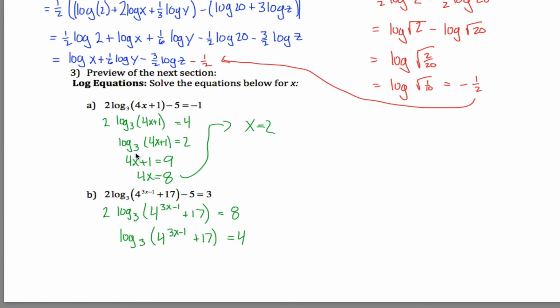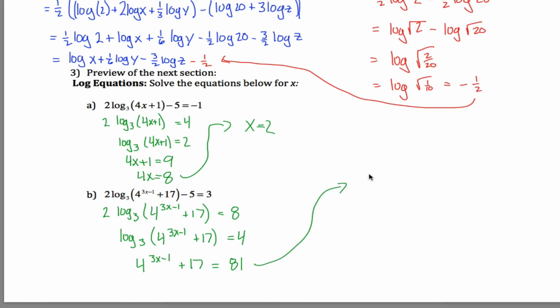Now, same thing. I got to get rid of a log base 3 like I did down here. The way I prefer to do it is do 3 to both sides of the equation. The 3 is a base, and the log base 3 up in the exponent cancel each other out. I'm left with 4 to the 3x minus 1 power plus 17 equals 3 to the 4th power. Turns out 3 to the 4th power is 81, because 3 times 3 is 9, times 3 again is 27, times 3 again gets you 81.